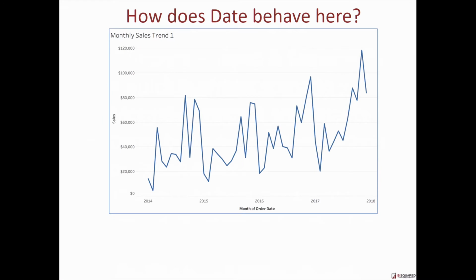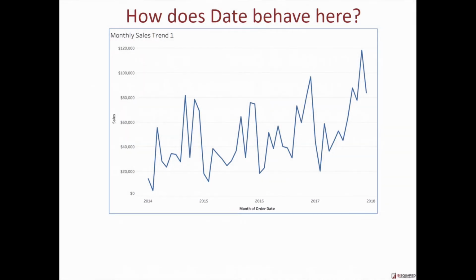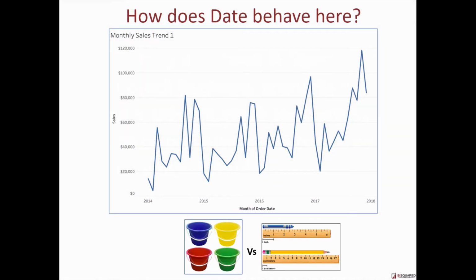So the first question to ask yourself is, what is plotted here from a date perspective? We are plotting month here. And month is not even mentioned by Tableau. It is just mentioning years. So what is it behaving like? Blue buckets or green ruler?